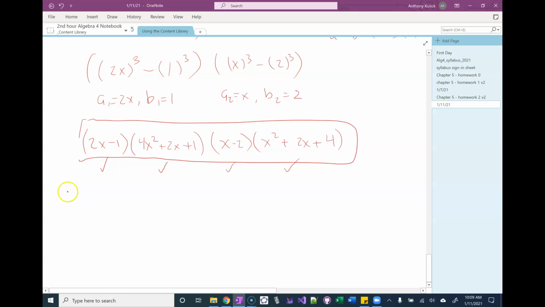What letter am I on? E. Thank you. x to the 8th minus 1. Okay, where do I start? Okay, is there a greatest common factor? No. Okay. Next up, what do I do next? Number of terms. How many terms is this? 2. Okay. What's the first thing I check for two terms?